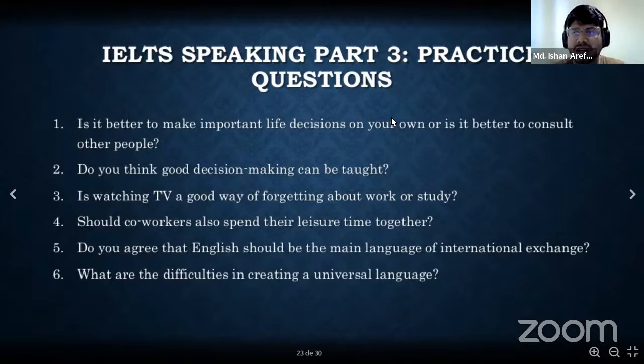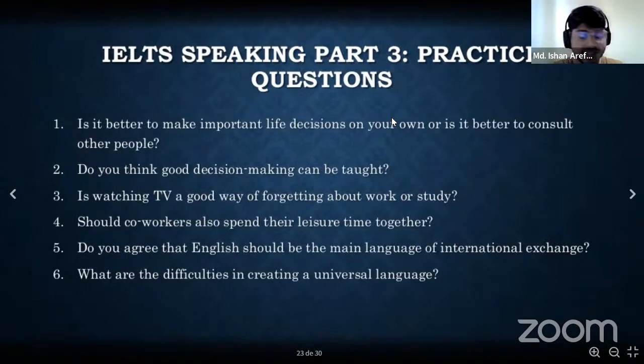So just try to keep focus on the question itself, on how you should start answering. Should you start answering with yes or no, or should you start answering with "I think" or "in my opinion"? So just try to think about the nature of the question before you start answering the question. So these are the very important things that I wanted to discuss today.